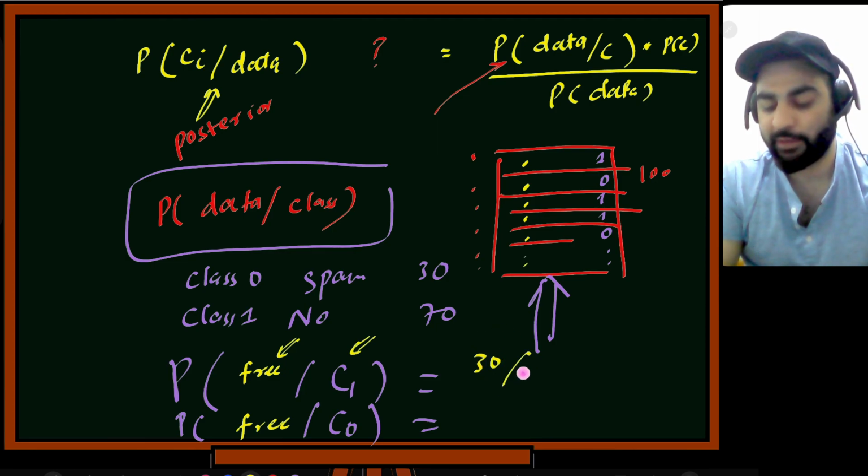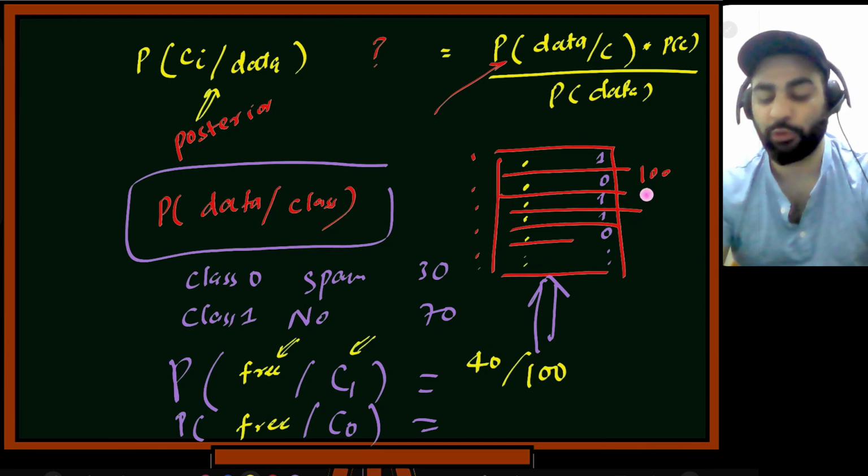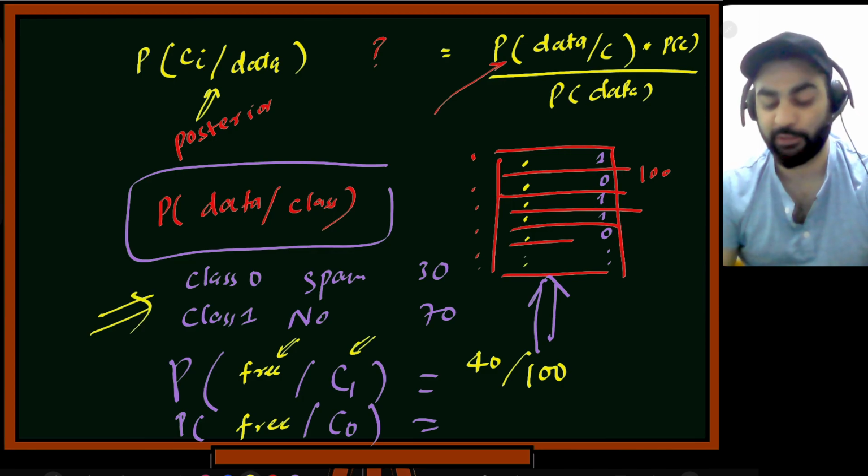Okay, 30 out of 100, something like this, or maybe 40 emails. So this is what likelihood means. So you don't have to take whatever I explained for this. So this was actually likelihood.